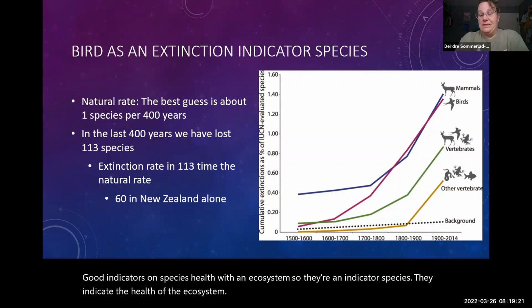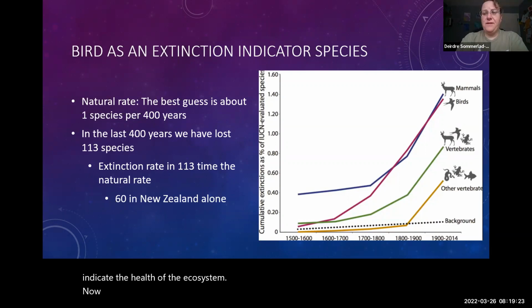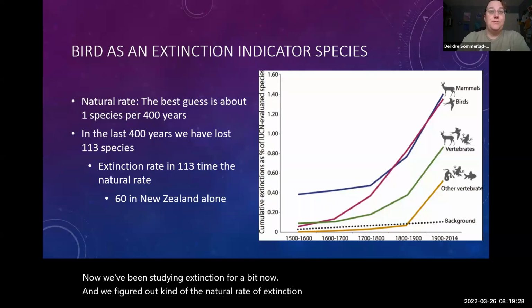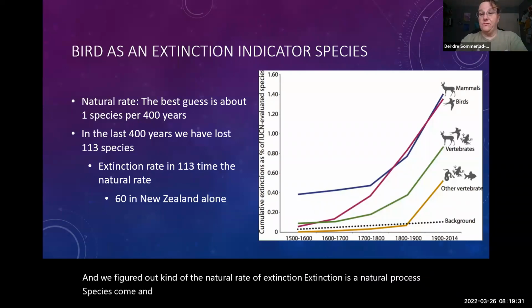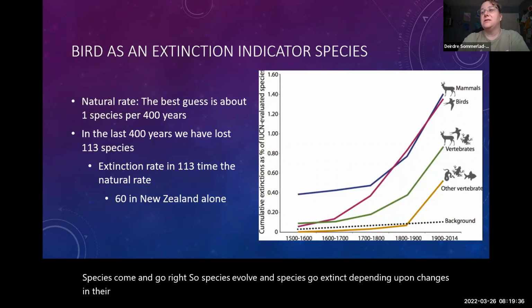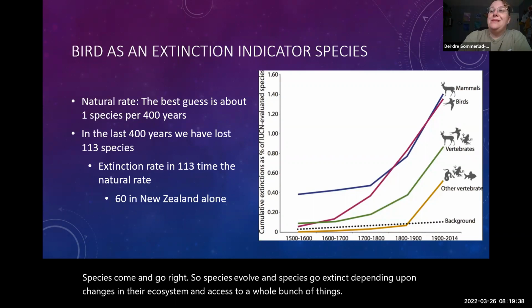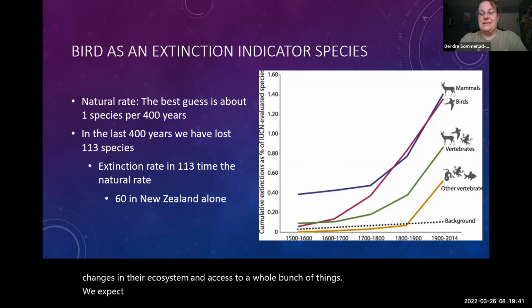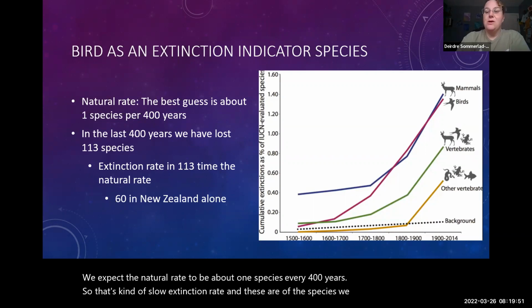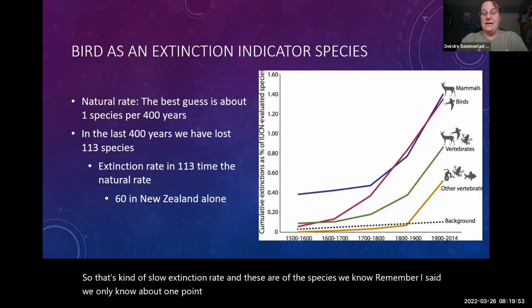Now, we've been studying extinction for a bit now, and we figured out the natural rate of extinction. Extinction is a natural process. Species come and go, right? Species evolve and species go extinct depending upon changes in their ecosystem and access to a whole bunch of things. We expect the natural rate to be about one species every 400 years. So that's a slow extinction rate. And these are of the species we know. Remember, I said we only know about 1.75 million species, and we estimate there's between 5 and 15 million species on the planet.